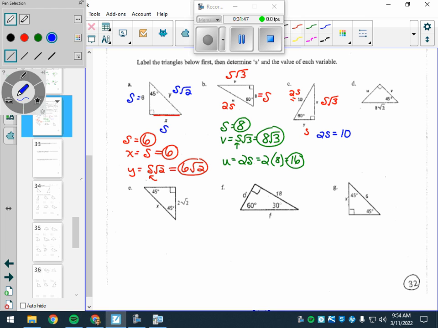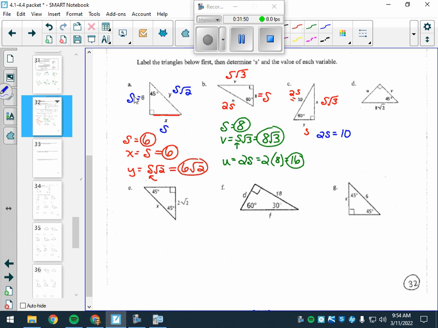Well, now we do have to do a little solving to figure out what s is. What's s going to be? 5, which is the worst case scenario because now s's and 5's look the same, but that's okay. S equals 5. Well, if s equals 5, we're going to plug in 5 everywhere there's an s. That means y equals 5, and that means x equals 5 root 3. Make sense? All right.